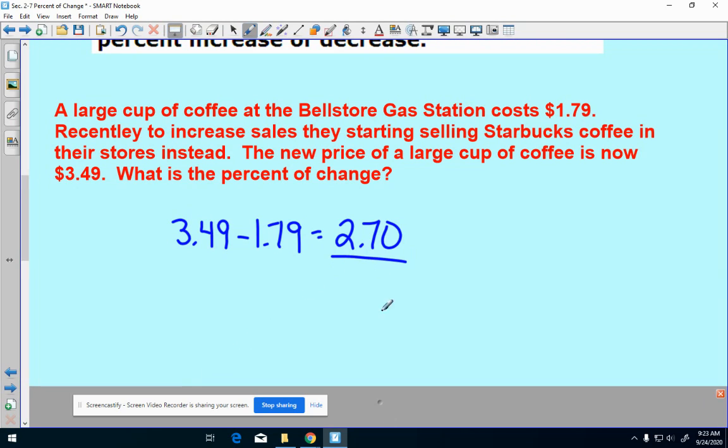I've got to take this number and divide it by what? Jacob? Which one do we got to divide by? The original. So which one's the original? The $1.79, right? That's what it was. It was $1.79. What's that? 170. I ought to learn how to count. Sorry.